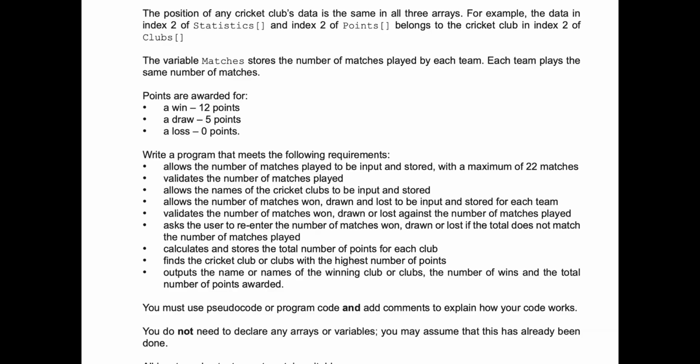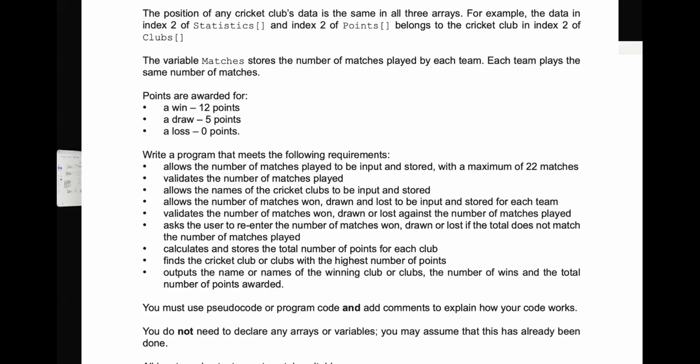We've allowed the name of the cricket clubs to be input and stored. We're now moving on to the next one. Allow the number of matches won, drawn, and lost to be input and stored for each team. Now, we could do this in a separate for loop. That's okay. Or we could use the for loop that we've just created where we're entering the name and we're going to add and validate the number of matches won, drawn, and lost as well. And we're going to ask them to re-enter it if it's incorrect. So I don't know. It's tricky. Either way, it doesn't really matter if you do another loop.